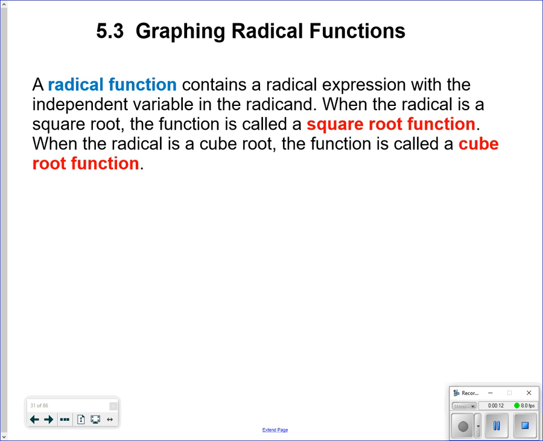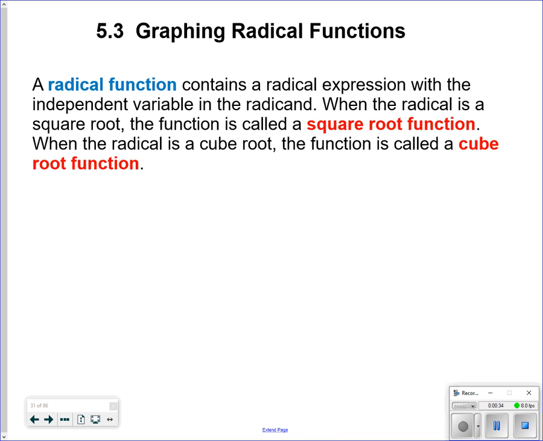Radical functions are literally that, functions that have radical expressions with an independent variable as the radicand. So you're basically going to put a letter under the radical. When the radical is a square root, the function is called a square root function. When the radical is a cube root, it's then called a cube root function. And yes, we'd have a quartic root function and so on. But ultimately, these are the only two that we're going to deal with.